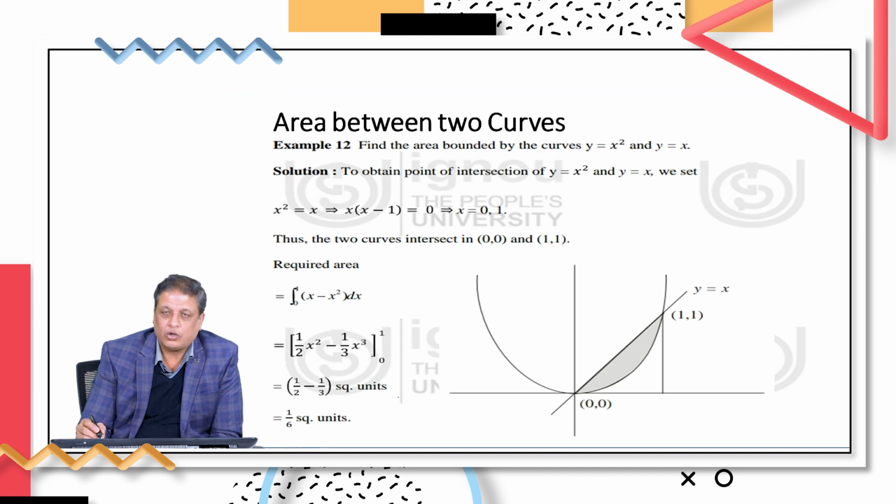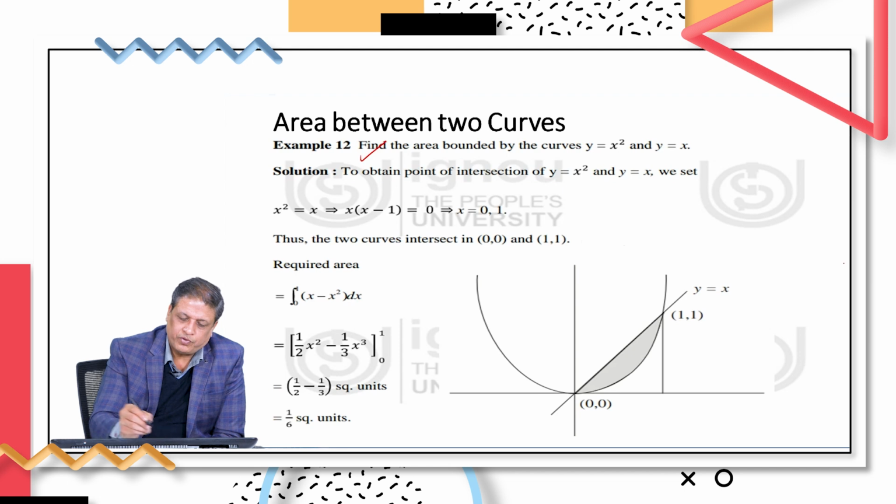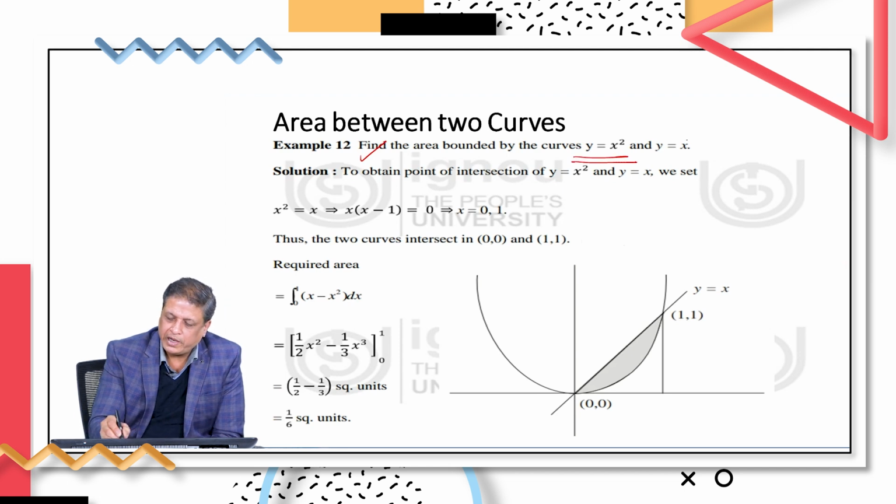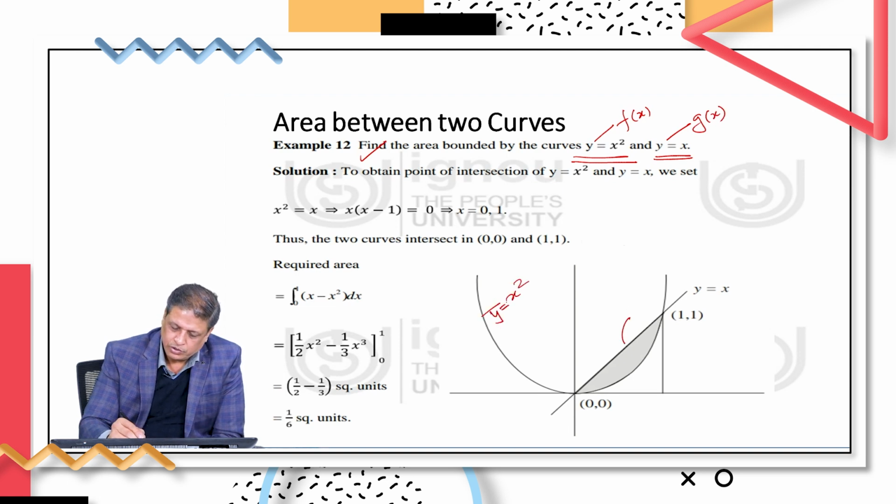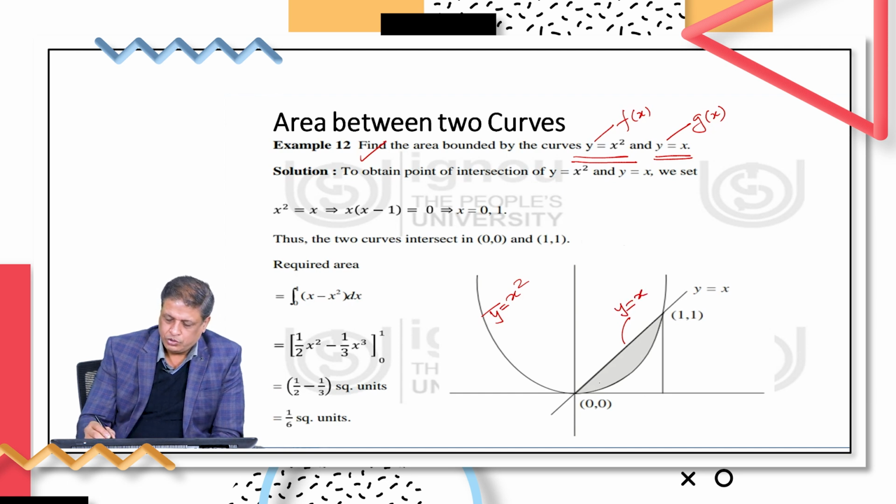Now, let me solve one more question for you. Over here we are supposed to find the area bounded by the curve y = x square. This is quadratic, so the curve is parabolic, and y = x. So we are given two curves, that is f(x) and g(x). f(x) is the y = x square curve and this is the y = x curve.